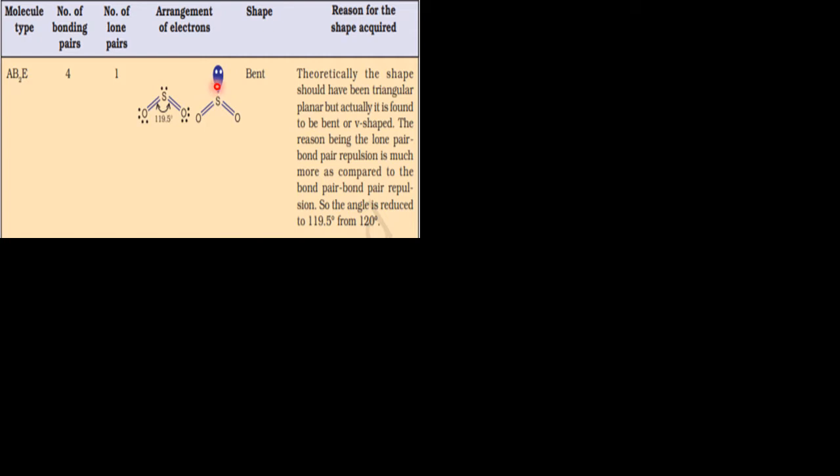Though it looks like some shape, we can't draw the imaginary line here. So we can't take this as a triangular planar. What you can say is that it is a disturbed or distorted triangular planar. But the actual structure, as we have seen in spectroscopy, which is the device we use to know the structure or the shape, is a bent structure. This is the V shape or the bent structure.